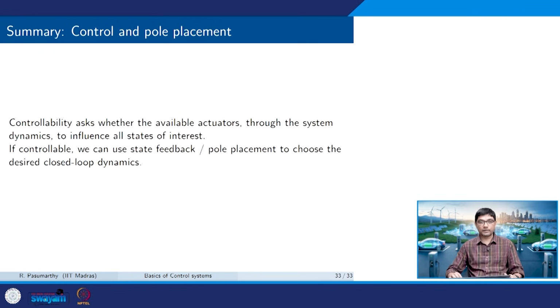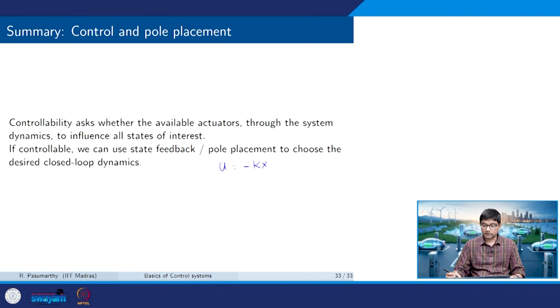Okay, to summarize, controllability asks whether the available actuators, or the actuating signals to the system dynamics, influence all the states of interest to me, and if controllable, can we use state feedback, which we also call pole placement, represented by u equal to minus kx, to choose the desired closed loop dynamics.